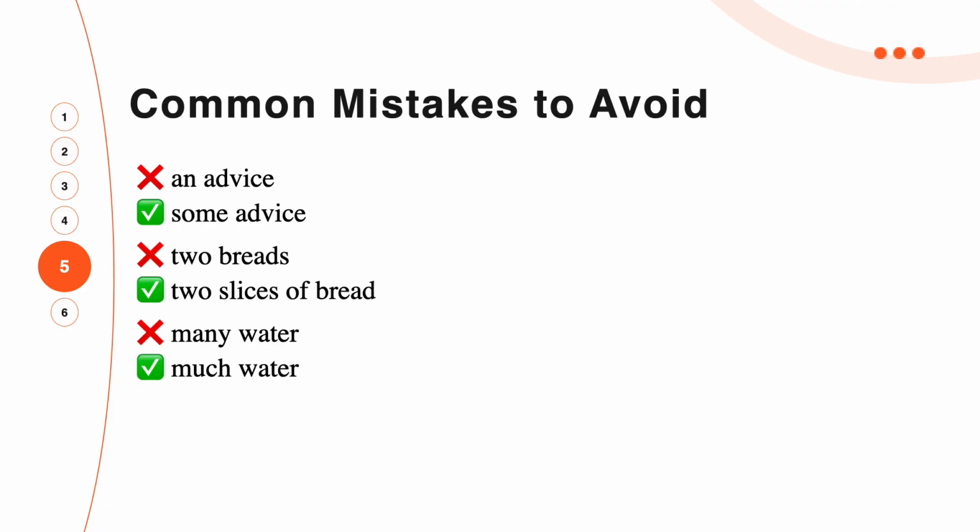Two breads cannot be said because two breads does not specify what type of bread you want. Or there are two slices of bread. It shows what type of bread you want. If you want a loaf of bread or a slice of bread, it says that you want two slices of bread. Then the third example is many water. You cannot say many water because many is used with countable nouns. Much water is better because it shows that the water cannot be counted by ones, twos or threes. Now let's move on.